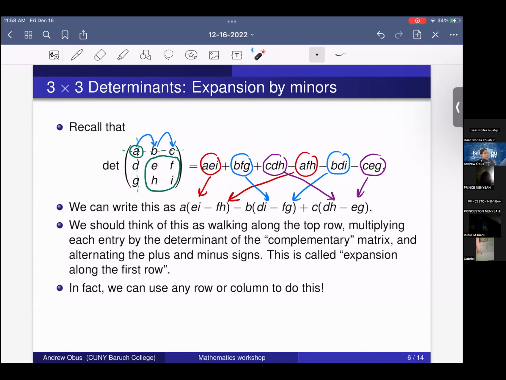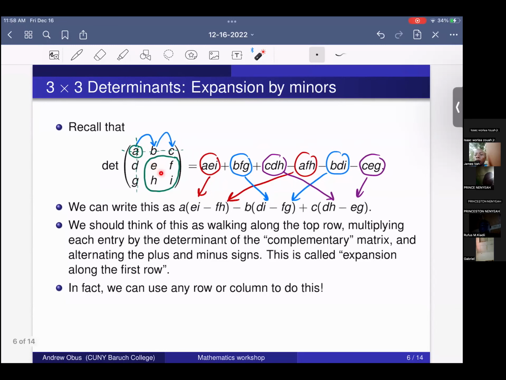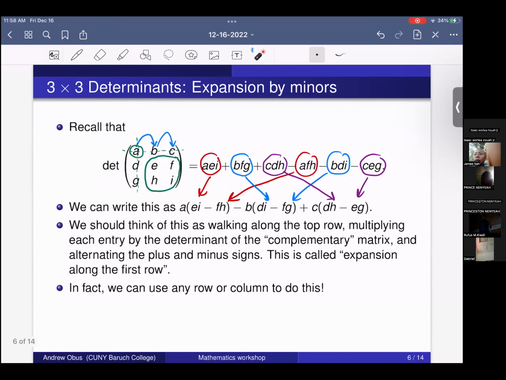So A gets multiplied by EI minus FH, right? It's much easier to remember the determinant of a 2x2 matrix than for a 3x3, right? So if I take A times EI minus FH, that's going to be my first term here. Then I walk along. I have B. What's the complementary matrix for B? Well, I don't want to draw it. Well, maybe I'll draw it right down here.